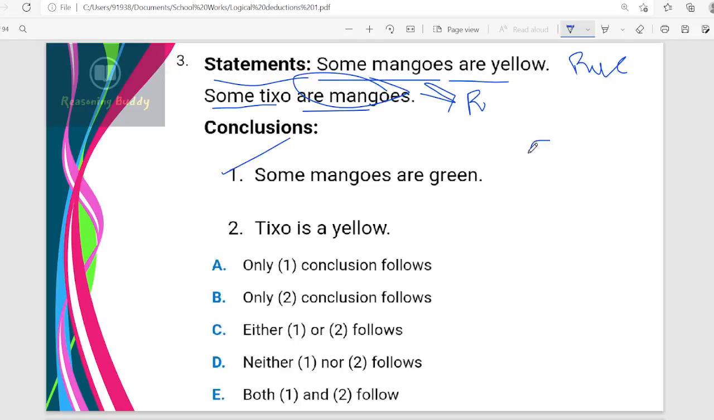And tixo is yellow. Okay, let me draw a Venn diagram. This is the mangoes and this is the yellow color. And the statement is some tixo are mangoes. So this is tixo. Okay, I think both are right. Yeah, both are right, right? So option E is correct.